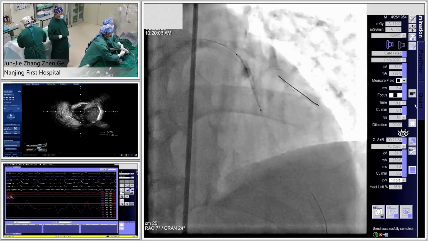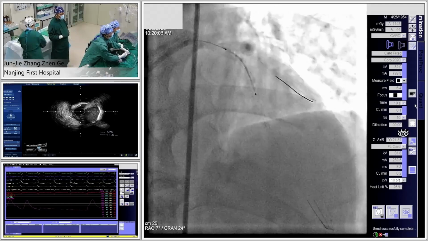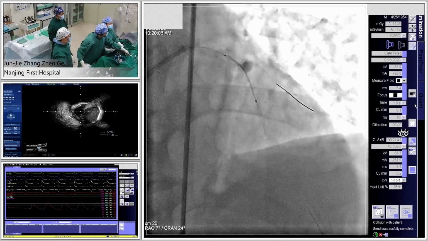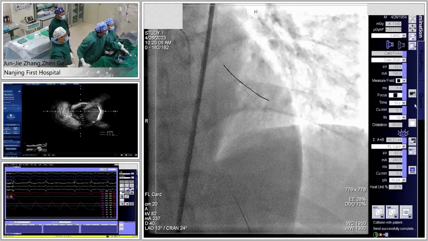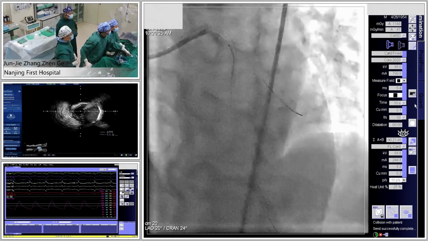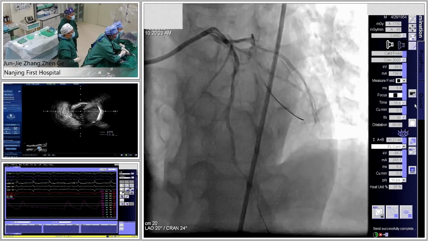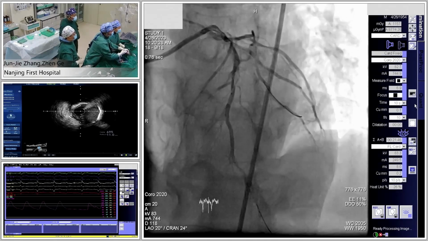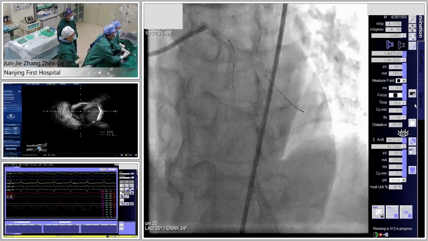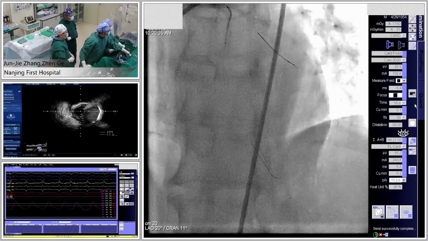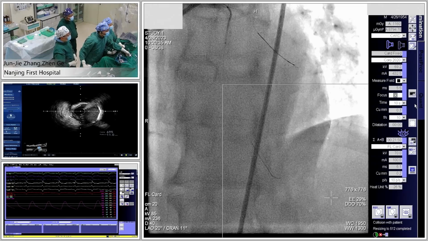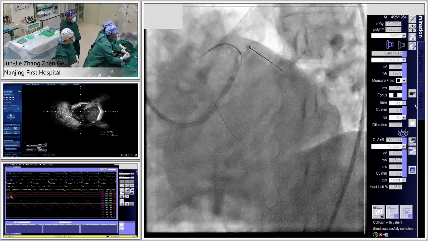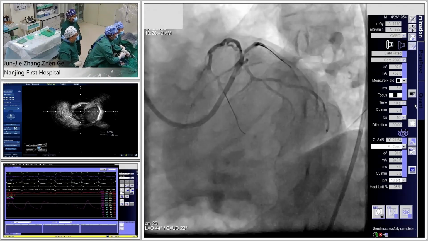Smoothly. Okay, here. To avoid the orifice of the diagonal, will you go to the caudal cranial? From the caudal cranial, we can distinguish the bifurcation, LAD and diagonal. Still go to the spider view to recheck the position. It's very important to precisely position the stent. Yeah, it's good.